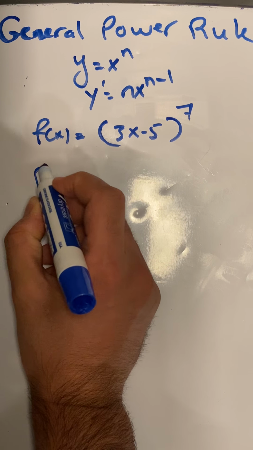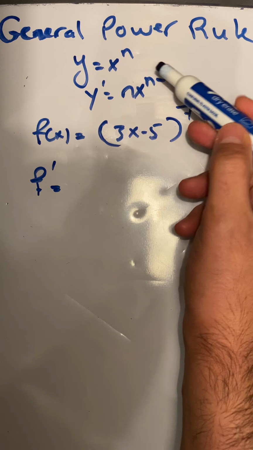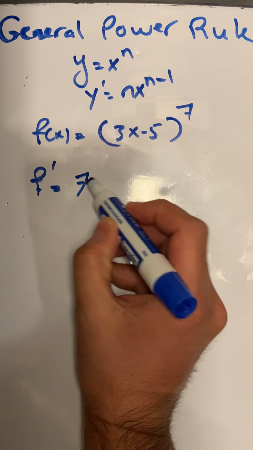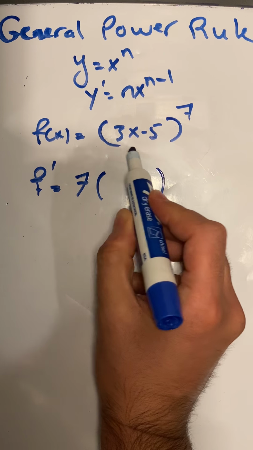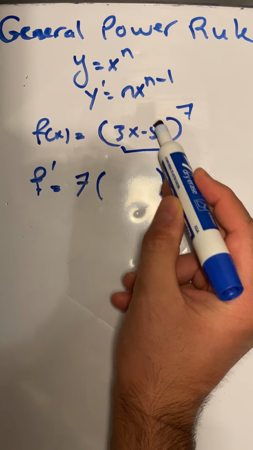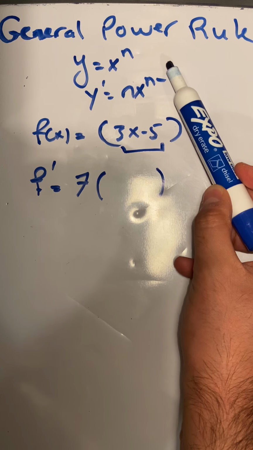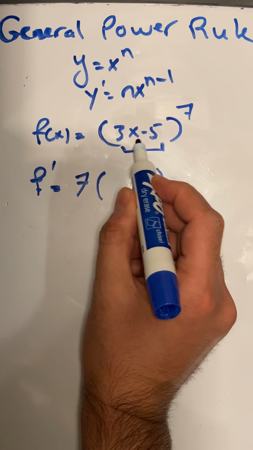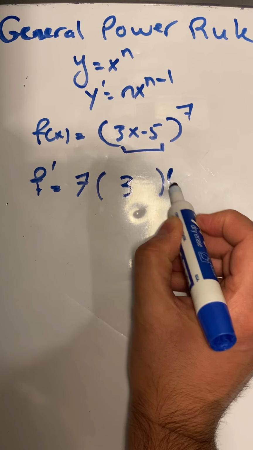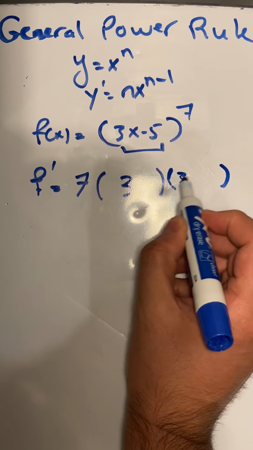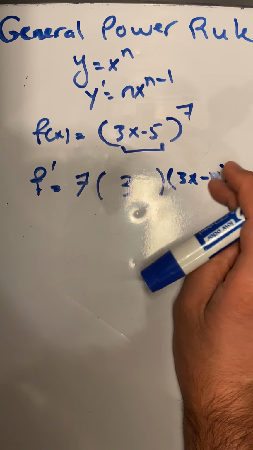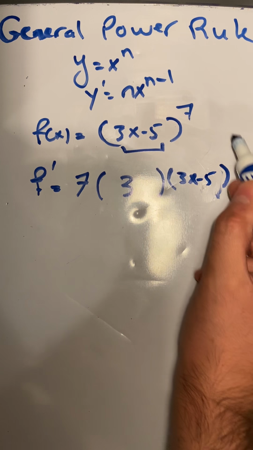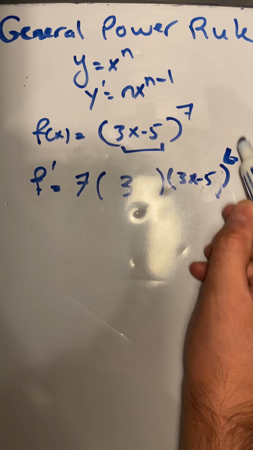So f prime would be, now we're going to apply the same principle as the power rule. We drop the exponent, so 7. Next, we find the derivative of whatever is inside. Forget about the exponent now. Just find the derivative of whatever is inside. So the derivative of 3x minus 5 is 3, times the function itself, 3x minus 5. But now we subtract 1 from the exponent, so it is to the power 6.